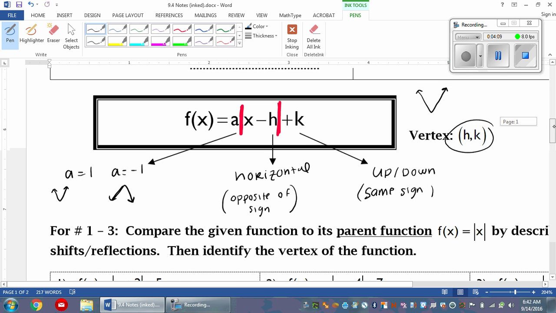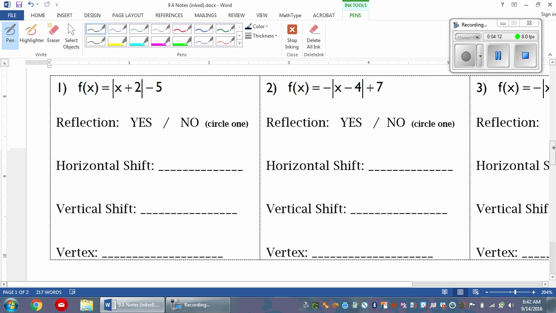What we're going to do is I'm going to give you a transformed function, and we are going to identify the shifts and the reflections. So first off, number 1, we ask whether there are reflections. Since there's no negative sign before that absolute value, it's a no. The horizontal shift, remember that's the inside, and it's always the opposite. So plus 2 really means left 2. The vertical shift, that's always outside of the absolute value. It's the same sign, so if it's minus 5, that means it's down 5. Once we put it all together, my vertex, if I go left 2, I'm at negative 2, and down 5. It's (-2, -5).